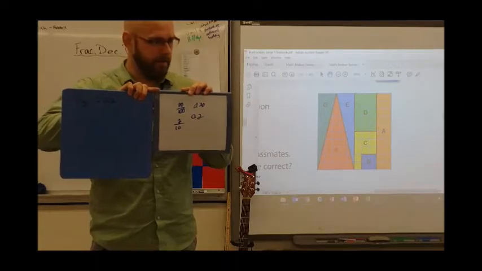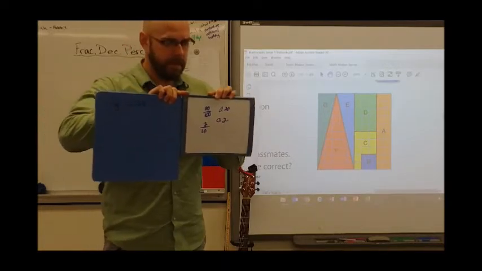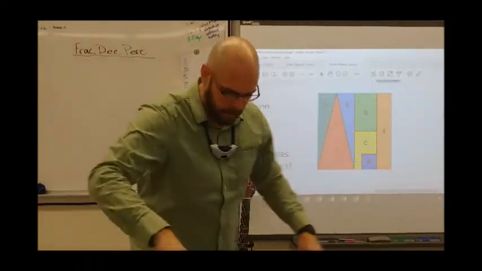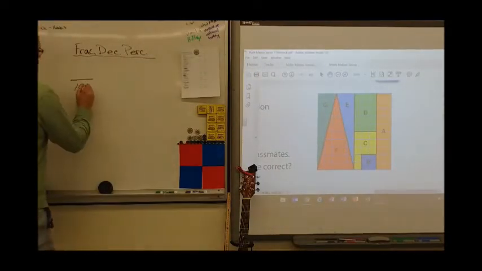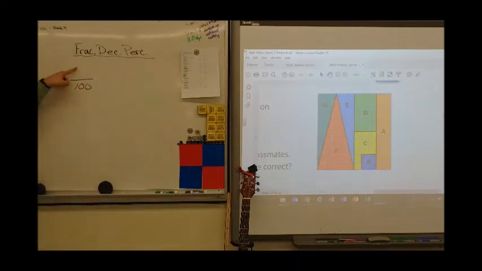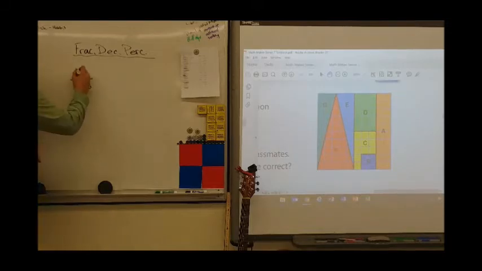I'll work these out on the board. So I know I've got 100 pieces. So I'm going to start with an easy one. Something out of 100. How many squares are in the A section? 20. There's 20. So 20 squares out of 100 squares are orange in the A section. Does that make sense?